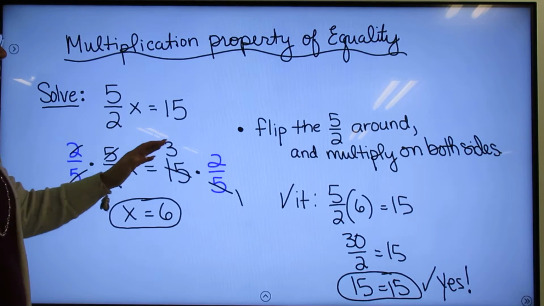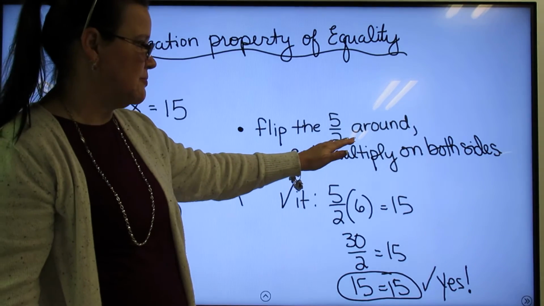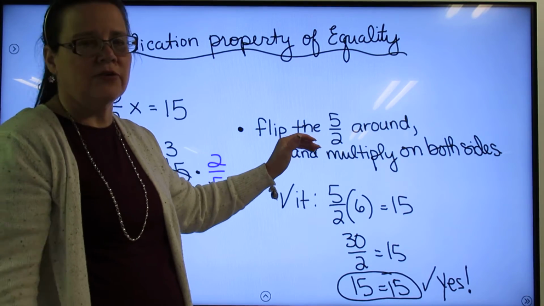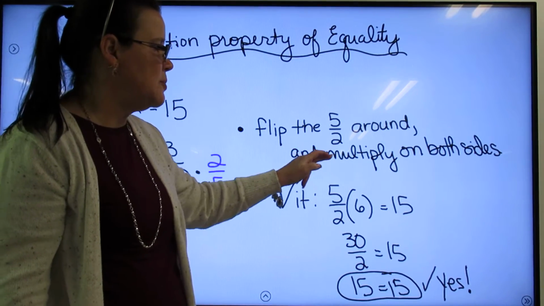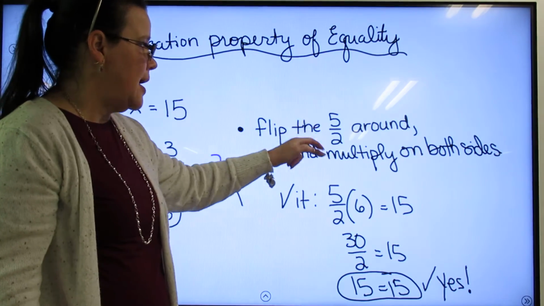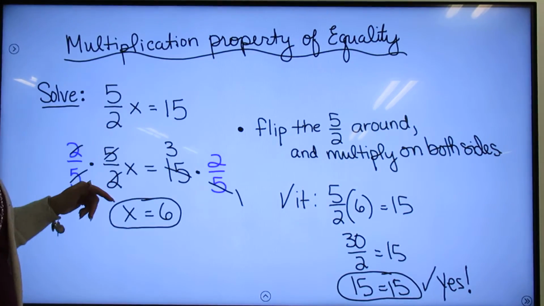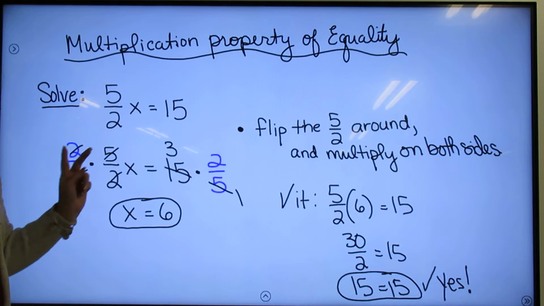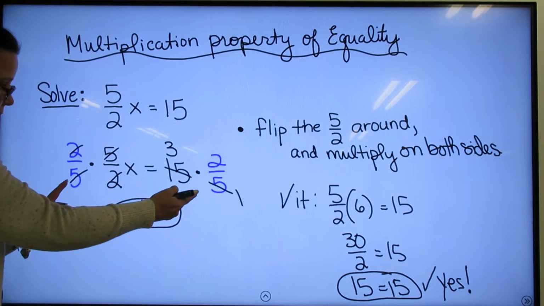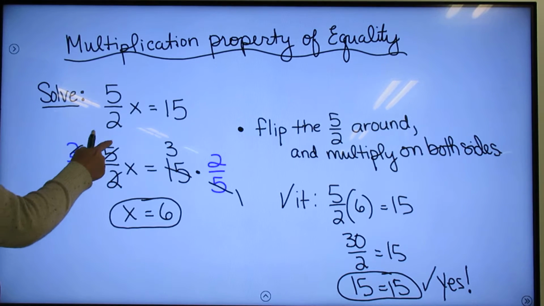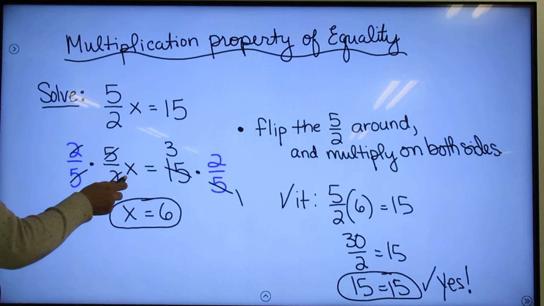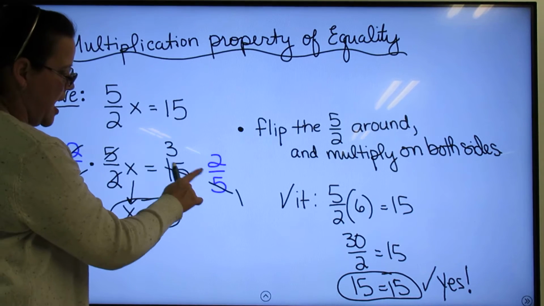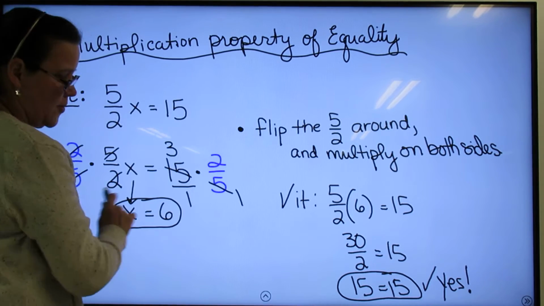So what we do is we flip that 5 halves around, the multiplicative inverse of 5 halves, and you multiply it on both sides. If I flip it, it's going to give me 2/5. I put that in blue so you could see where it is on each side. I multiply it on both sides, and that means it cancels out on this side, and the only thing that's left is the x, so that comes down. And then I can put this over 1.